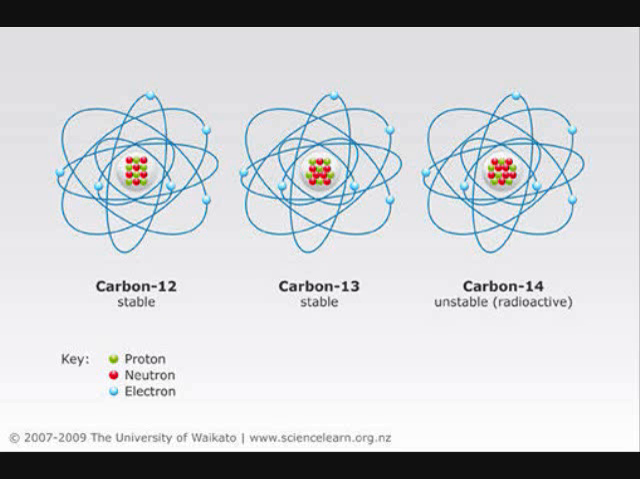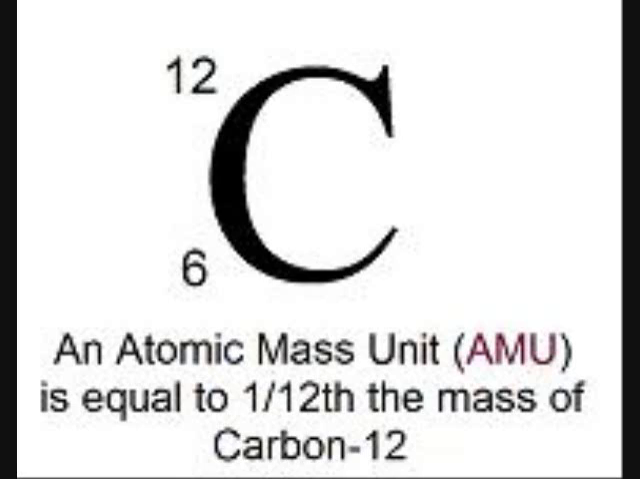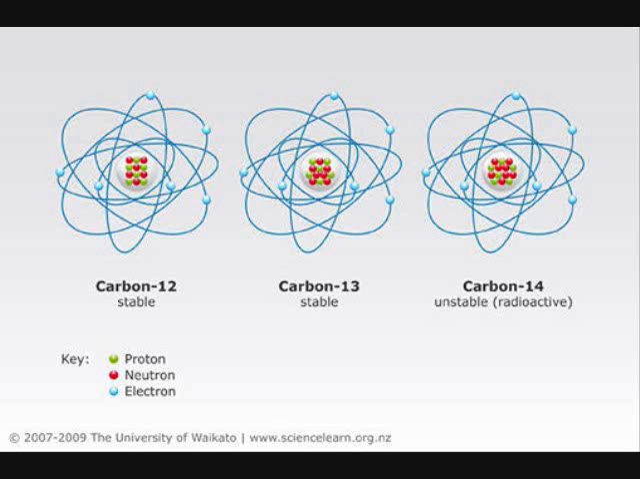It has three natural isotopes, carbon-12, carbon-13, and carbon-14. Carbon-12 is stable and is by far the most abundant of the three isotopes. Its atomic mass, by definition, is exactly 12, as one atomic mass unit, or Dalton, is defined as 1/12 the mass of a carbon-12 atom. Carbon-13 is also stable but much less abundant.